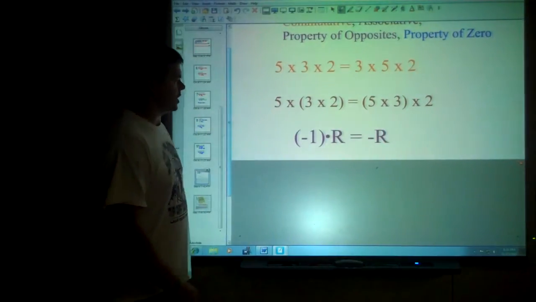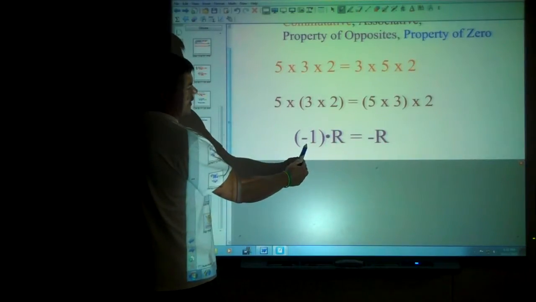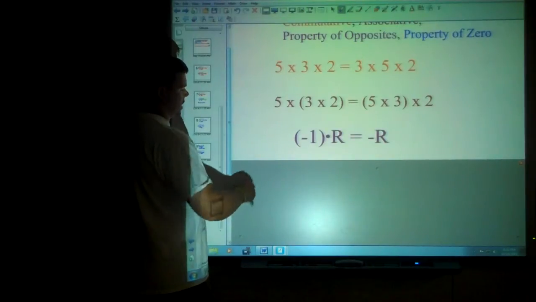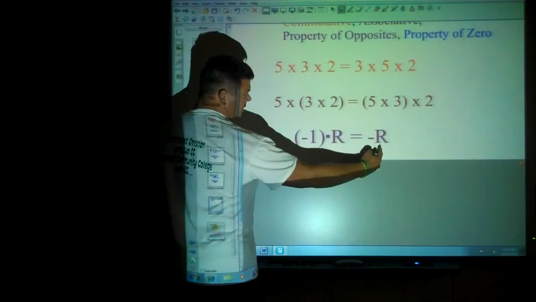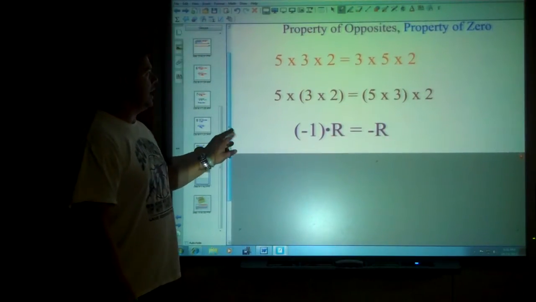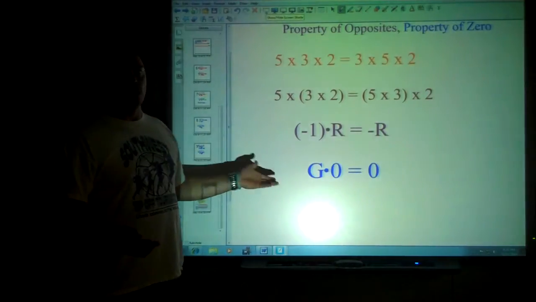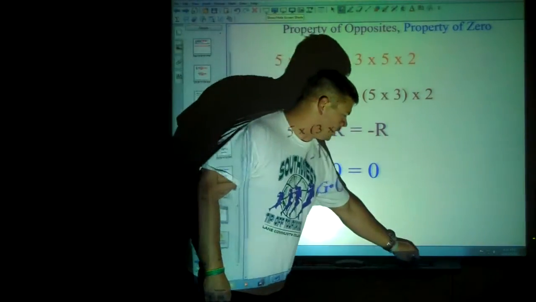The property of opposites, taking any number, multiplying it by a negative 1, will change its sign. Always changes the sign. If this were negative 1 times a negative r, it would have become positive r. It will change the sign of whatever you multiply that negative 1 by. And the property of 0, the all-time hardest, if you multiply something by 0, you're going to get 0. Anything times 0 is 0.